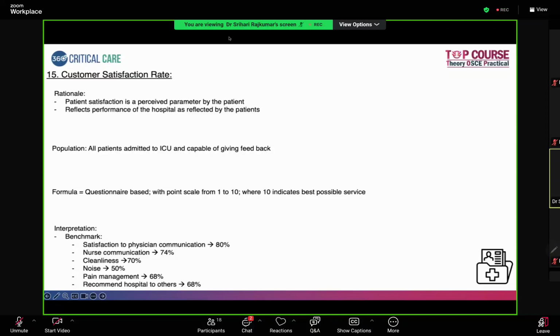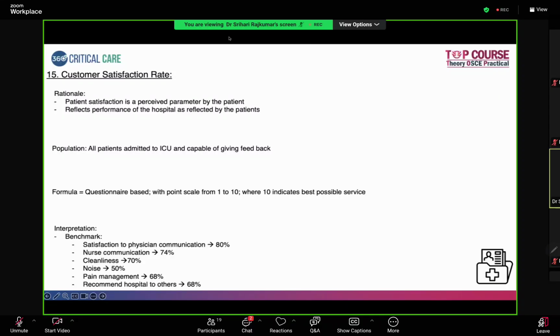Customer satisfaction, now, actually, it's a hard truth, but most hospitals are more like a market system. Patients are like customers, and the attenders are also part of the customer system. You need to keep them happy to get a good load of patients. They say patient satisfaction is a parameter perceived by the patient and it reflects the performance of the hospital as seen by the patient. The better the performance as reflected by the patient, the more patients will come to the hospital, and the better the performance and care will be.